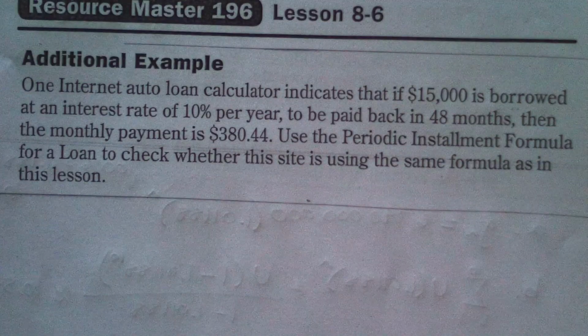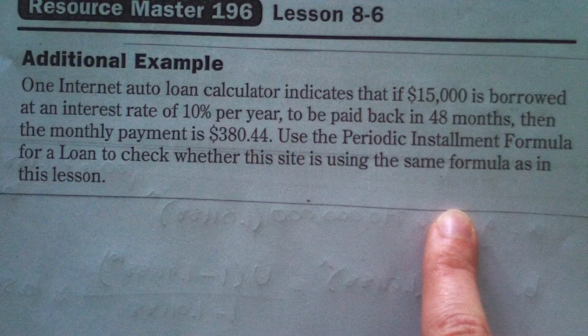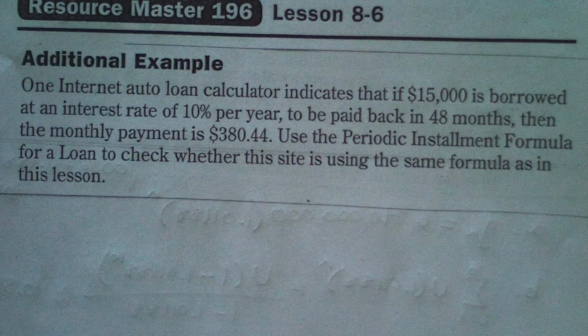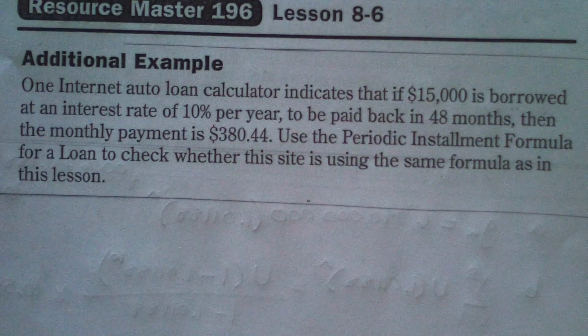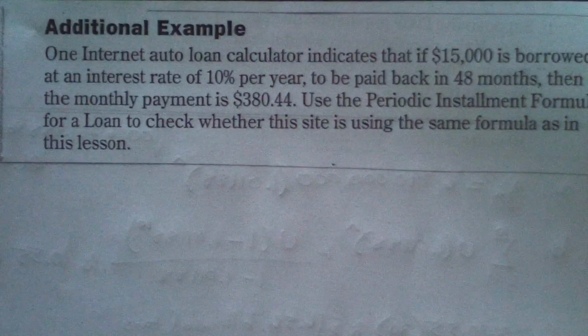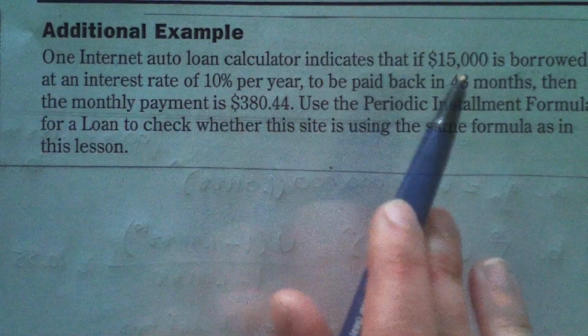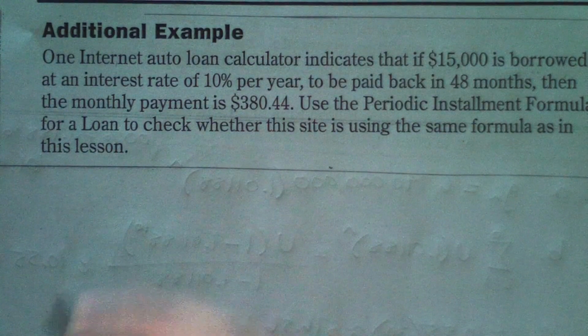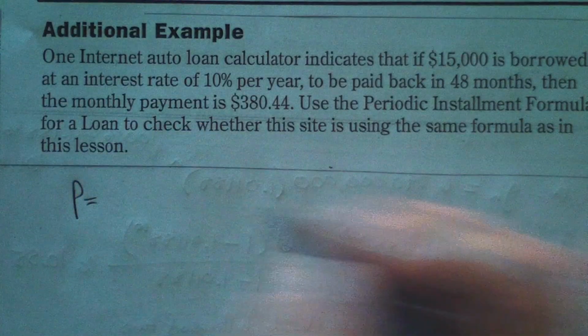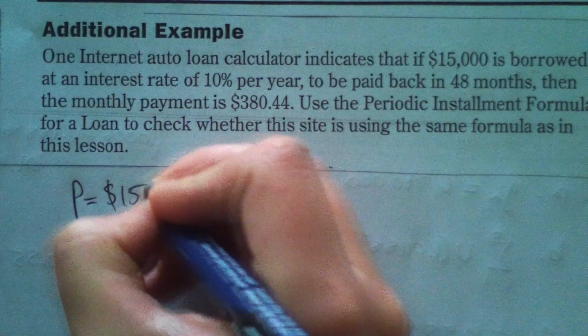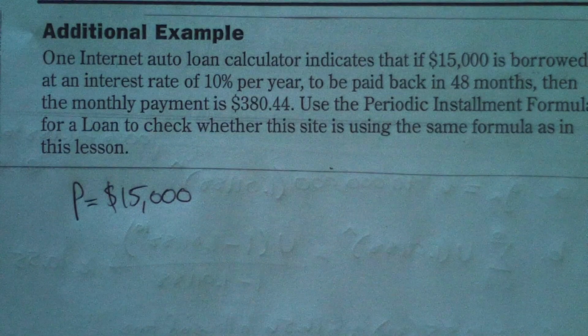All right, so the first thing we have to know is our principal. That's the $15,000, because that's the amount of money we're borrowing from the bank. Our interest rate would be our R value, and that's the 10. What you want to make sure you do here, like they had in that example in the book, is always divide it by the number of payments you're making in that year.